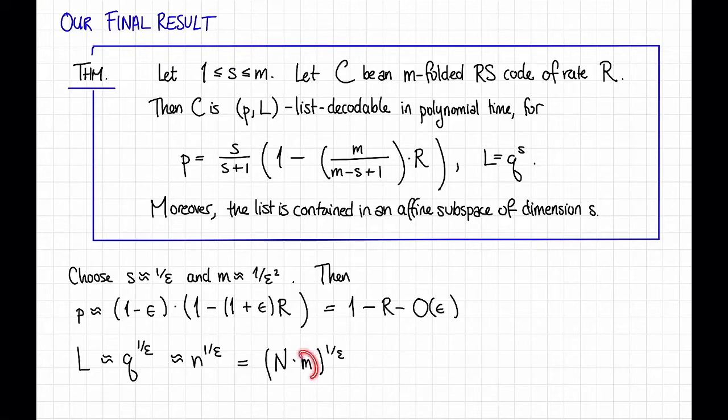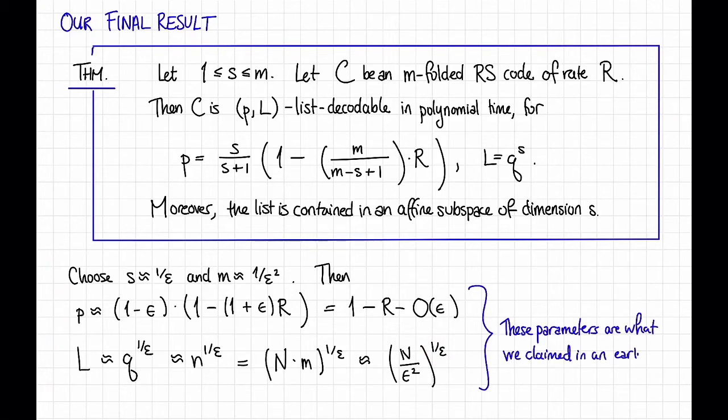Now plugging in m equal to 1 over epsilon squared, we see that the list size L is polynomial in capital N, the block length of the folded Reed-Solomon code, provided that epsilon is some constant. So this is going to achieve what we claimed in an earlier video. And in particular, when epsilon is some small constant, we can get really close to list decoding capacity with polynomial list sizes. And it's all going to happen in polynomial time. Pretty cool.